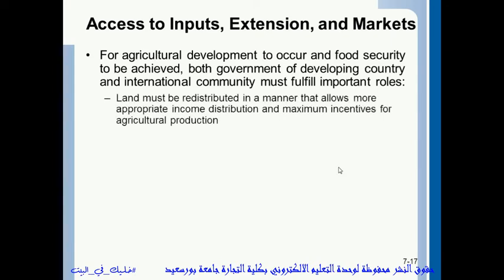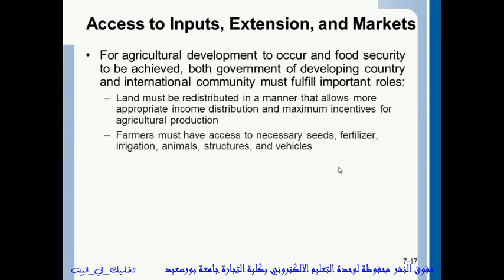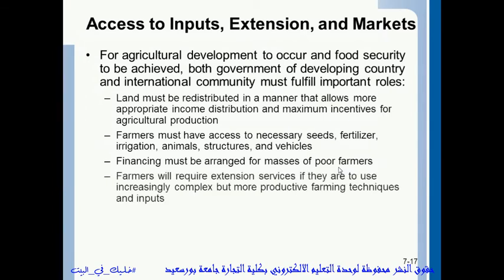Land must be redistributed in a manner that allows more appropriate income distribution and maximum incentive for agriculture production. Farmers must have access to necessary seeds, fertilizers, irrigation, animal structure, and vehicles. These are the tools for agriculture. Financing must be arranged for masses of poor farmers. Farmers will require extension services if they are to use increasingly complex but more productive farming techniques and inputs. Farmers will also require reliable transport and market facilities.